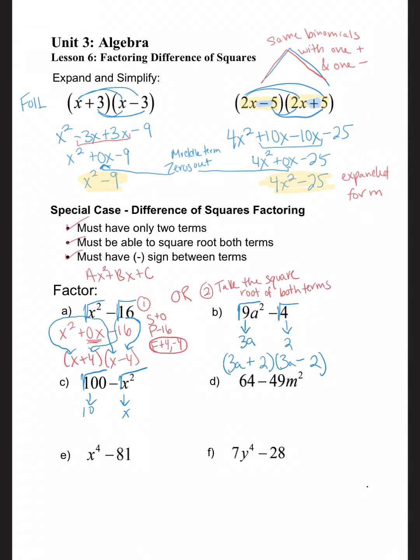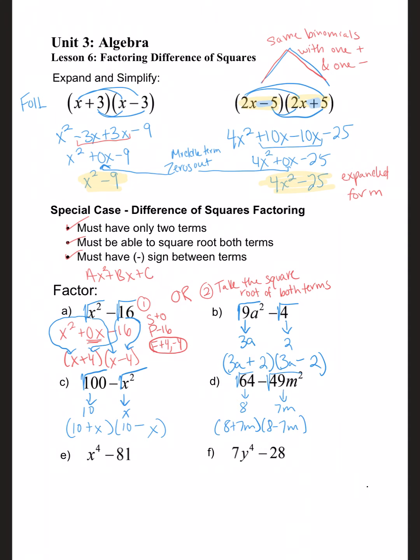Okay, so if we put them in brackets, we'll have a 10 and we'll have an x, making sure we write them in the order in which they were originally presented. 10x, we make one positive, and we make one negative. Okay, go ahead and pause the video and try the next one on your own.